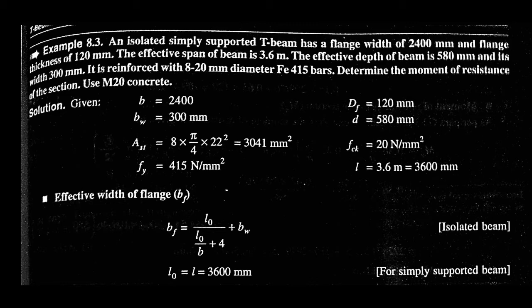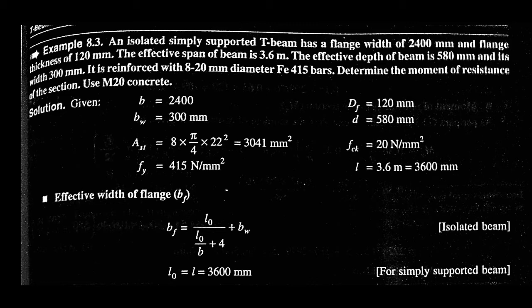Now first of all we have to write our given data which are given in question. Small bf, width of flange, is 2400 mm, that is given. Depth of flange 120 mm, that is Df. Small bw, width of web, is 300 mm and small d effective depth is 580 mm. Now we have to find out area of steel for 8 numbers of 22 mm diameter bar. So for that, 8 multiplied by pi by 4 multiplied by 22 whole square.